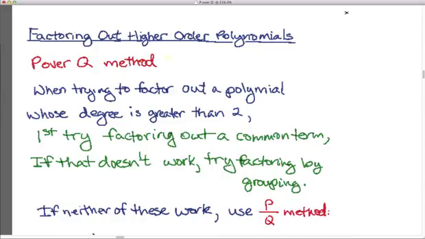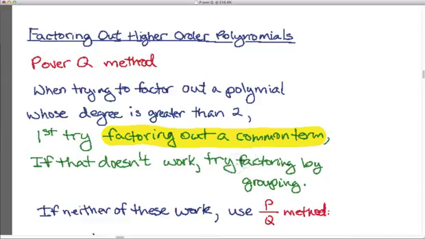Today we're going to be looking at factoring out higher order polynomials whenever the power of x is greater than 2. What do we do? What's different in that type of scenario? Well, first thing you should do is you should try to factor out the highest common term. If you forgot how to do that, just go back and check out the example videos, concept video and practice. That's something you should definitely know how to do by now.